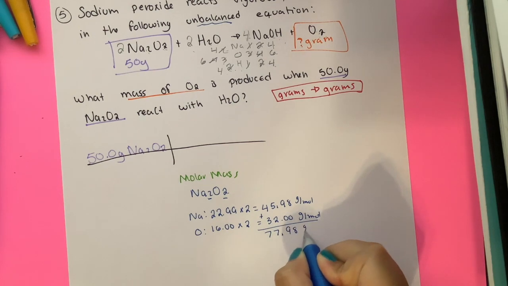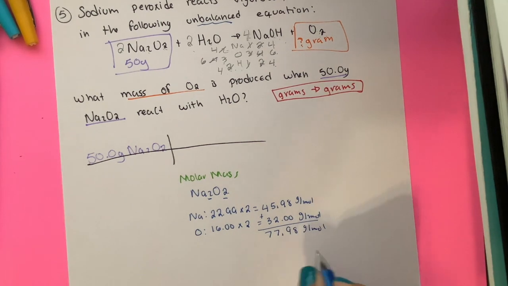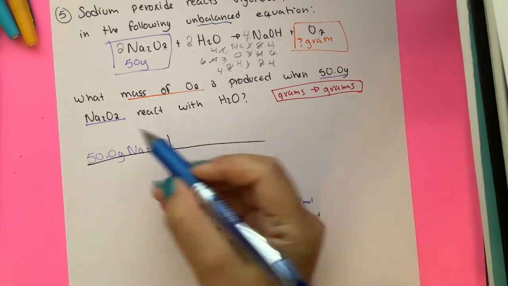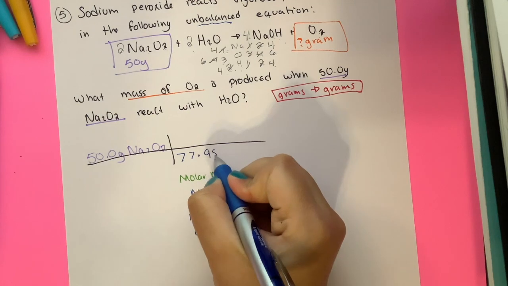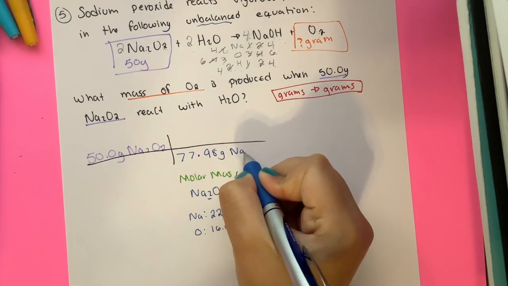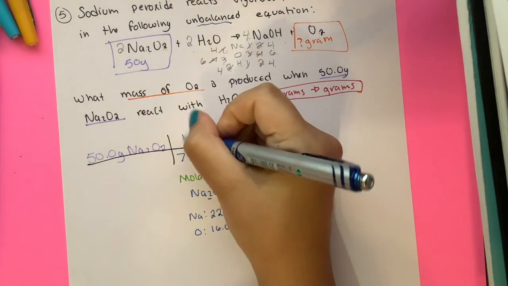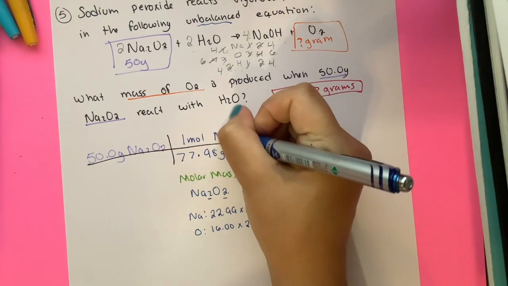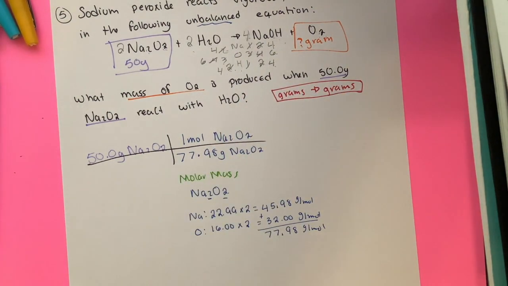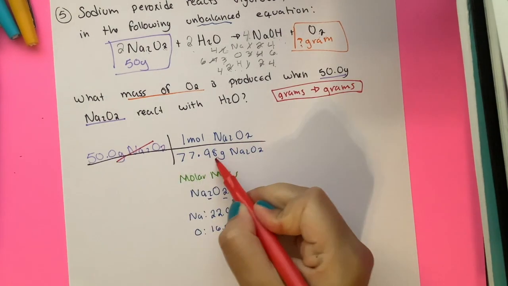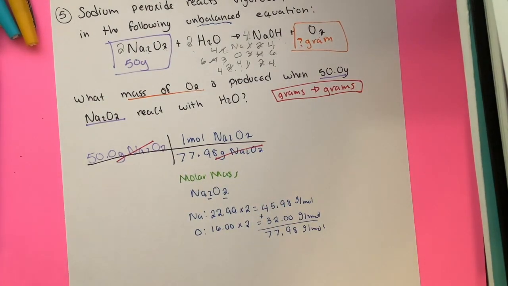77.98 grams per mole. Okay, so now this number, I'm going to put it in the bottom, because I want grams and grams to cancel. Grams of Na2O2 for every 1 mole of Na2O2. Remember, the reason that I want this is for grams and grams to cancel each other out.